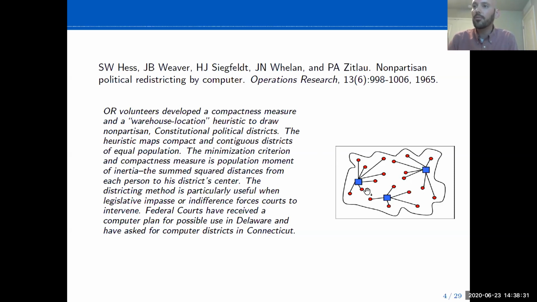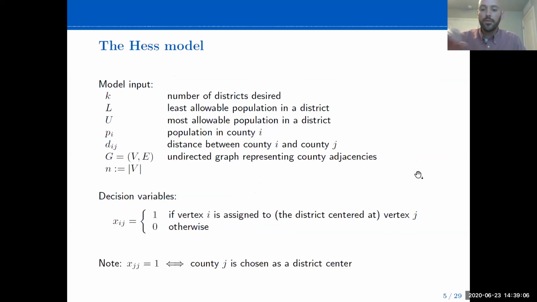So this represents 3 districts, and these blue squares each represent the center of a district. And all of the other nodes or counties or census tracts, whatever you're working with, should be assigned to those centers. And you're trying to select the centers and make these assignments so as to minimize basically this cost of assignment, which in their case was related to the distances between these red nodes and these blue nodes, and also the populations of these red nodes. So the model that they proposed is more or less a constrained k-median model.